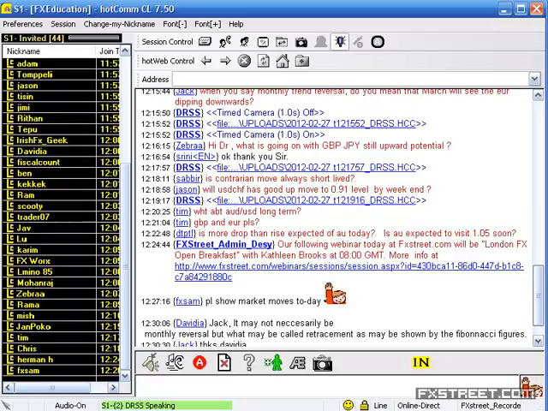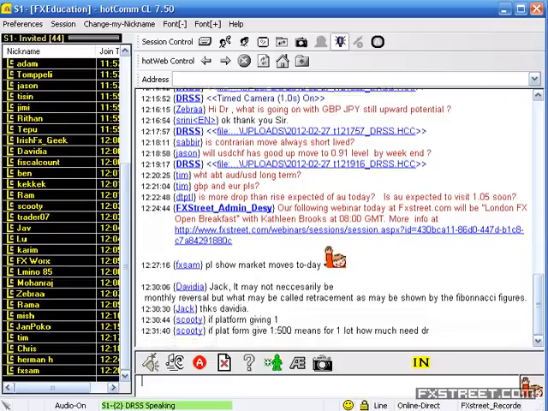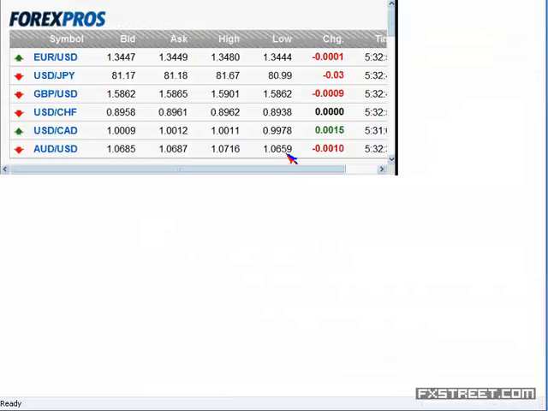Then DDPT. Is more drop than rise expected of the Australian dollar today? Is Aussie expected to visit 1.05? Yeah, Aussie could go to 1.06 again, and a brief downward stop into 1.0550 is a great buy opportunity.